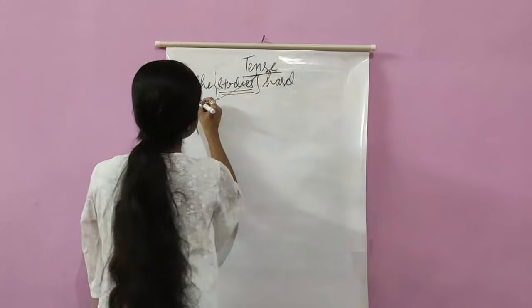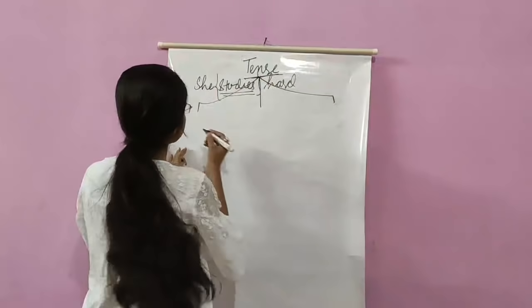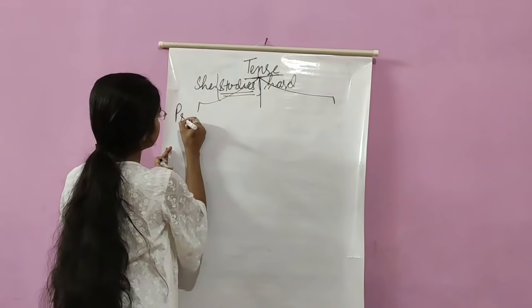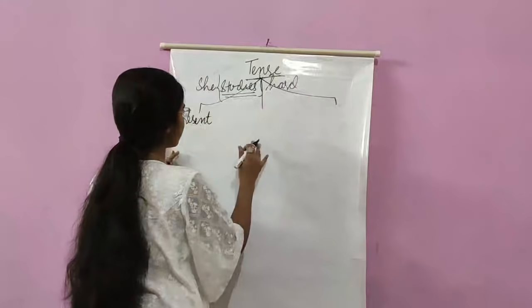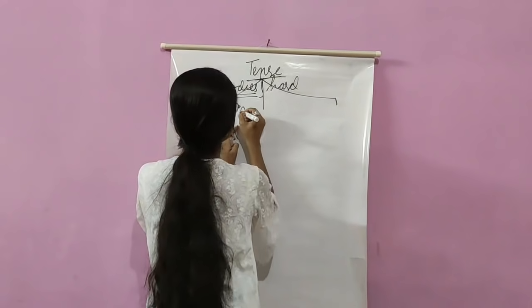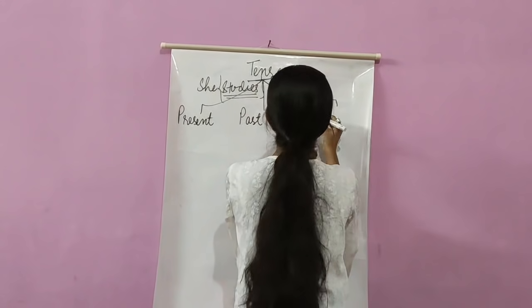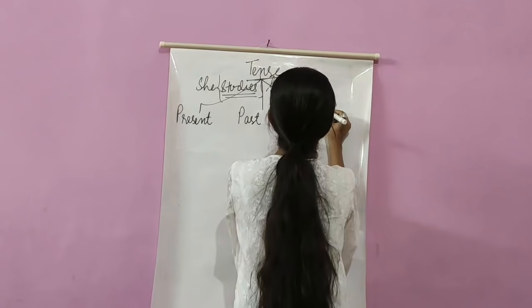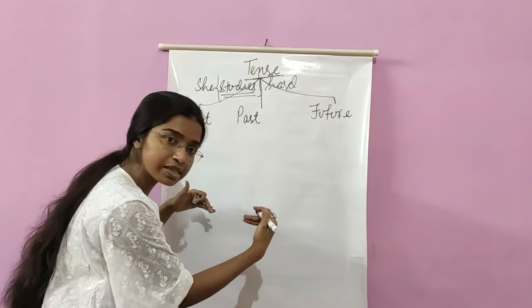Now this tense has 3 types: present, past and future. This is something very simple. You have been doing it since your class 1. Now all these tenses again have subparts.